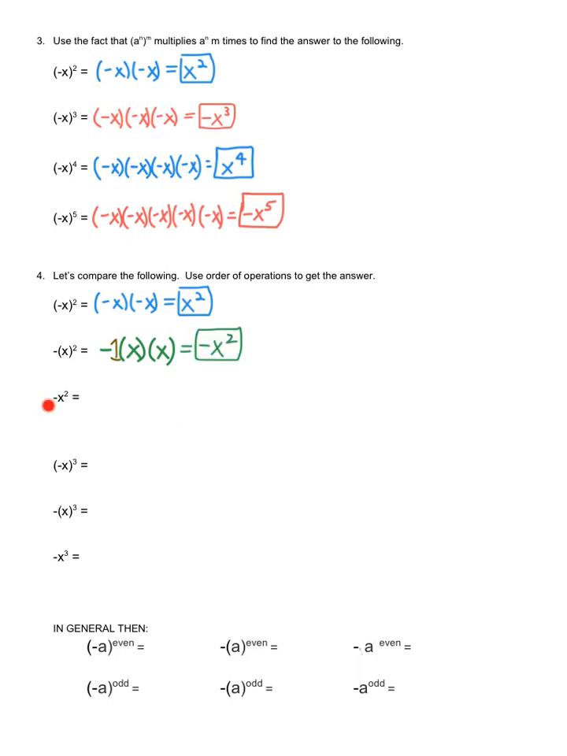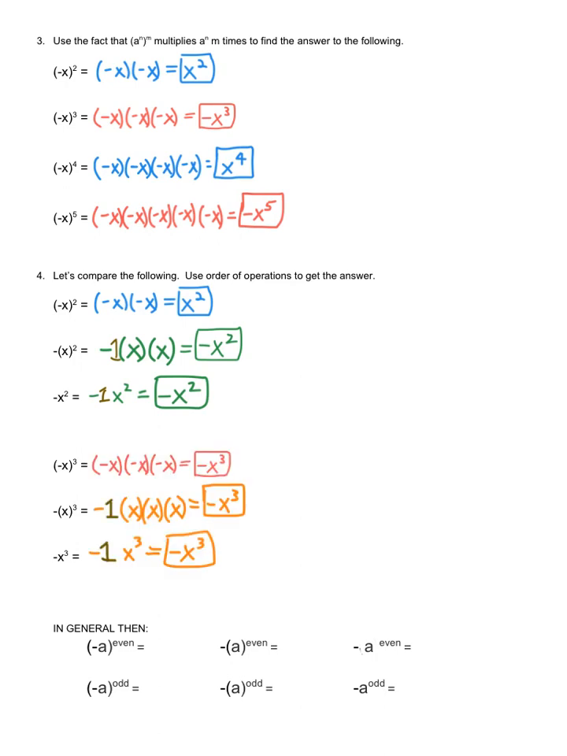For the next problem, we have negative x to the power of 2. Order of operations tells us that I have to do exponents before multiplication. Because remember, this is kind of like having a negative 1 in front of the x squared, which gives us negative x squared. Take a moment and try to do the negative x to the thirds with the parentheses in the different spots. Otherwise, here are those answers.